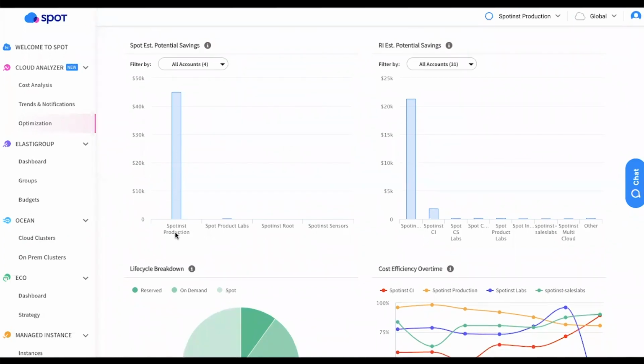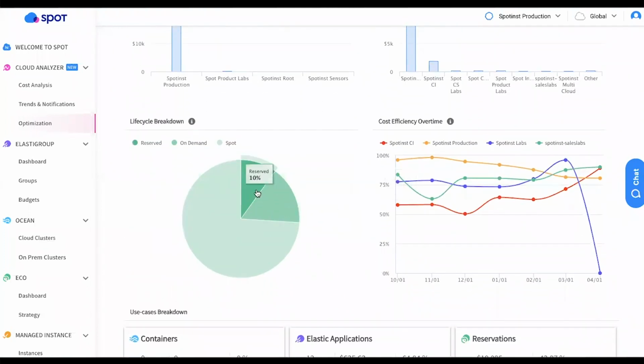For each account, for Spot Inc. production, clearly there's a lot of work that can be done. And again, we have the option of going either route. Depending on the workload, you may opt for reservations, you may opt for spot instances. For both of them, we have Elastigroup and Ocean for spot instances, and we have Eco for reserved capacity. All of these solutions are there to automate and simplify the process, to make sure you get the maximum savings with the minimal amount of headache and involvement on your part.